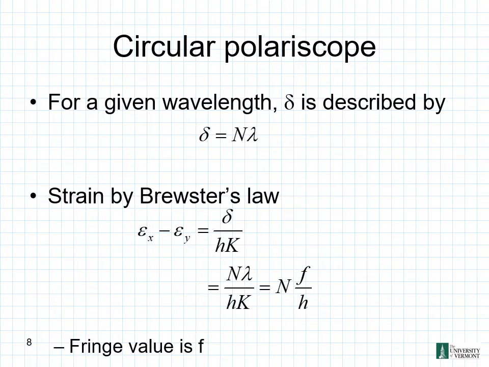For a given wavelength, delta is described by the relationship delta equals n times lambda. Now, if we're talking about Brewster's law, we can plug this in to simplify and reduce this down a little bit. Brewster's law states that epsilon sub x minus epsilon sub y is equal to delta over hk. Plugging in delta from the above relationship, delta is equal to n times lambda, so this whole relationship is equal to n times lambda over hk. Again, we can move this around for some of the other relationships we saw before, and this is equal to n times f over h, where f is our fringe value.